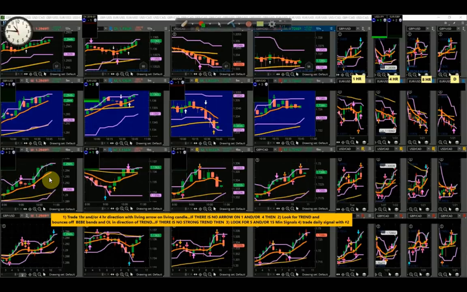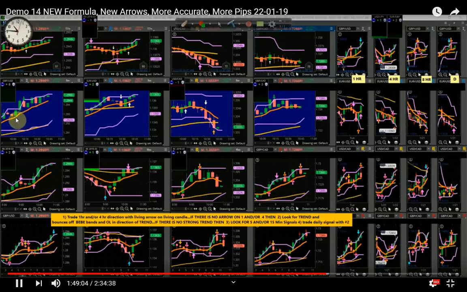Okay. Step 3, look on the Heikin-Ashi chart and the 5-minute chart, and for momentum. Again, if you've got pairs correlated, trade the pairs. 2 pairs. Okay.